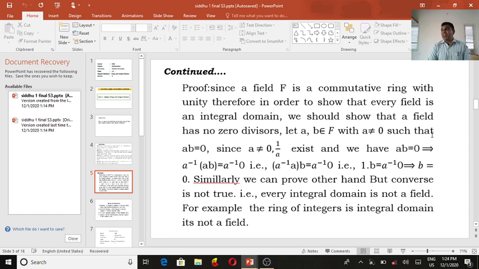So this is the argument: every field is an integral domain, but an integral domain may not be a field. Take the example Z, the set of all integers: minus 3, minus 2, minus 1, 0, 1, 2, 3. 1 by 2 is not in Z, so it's not a field.